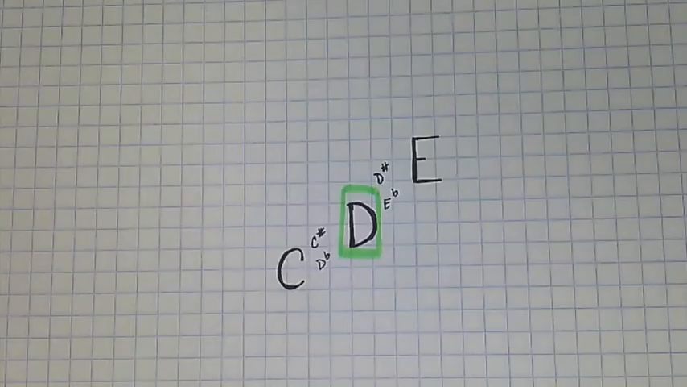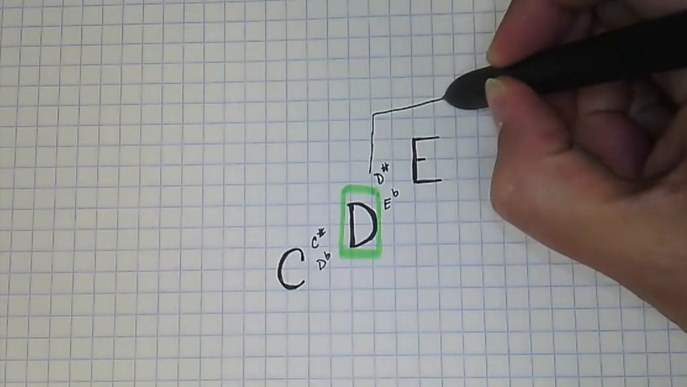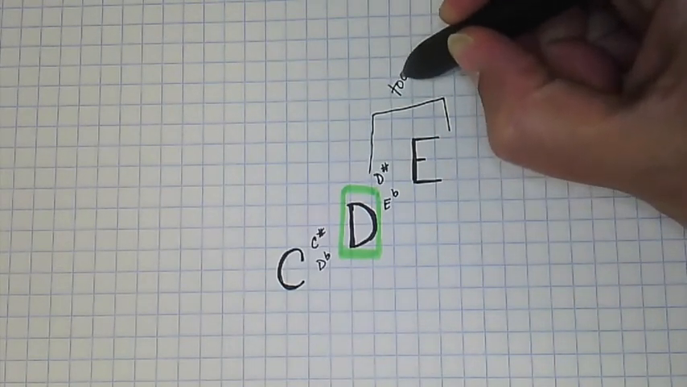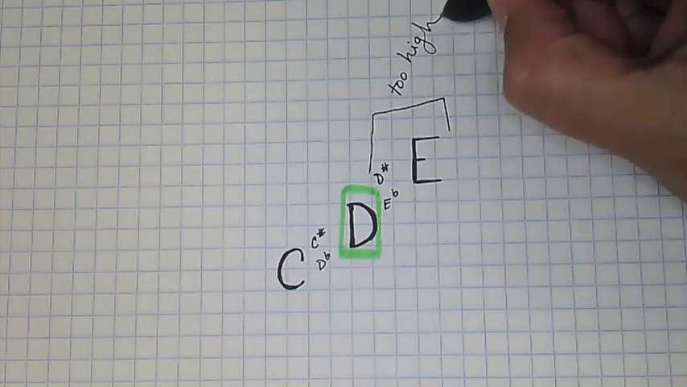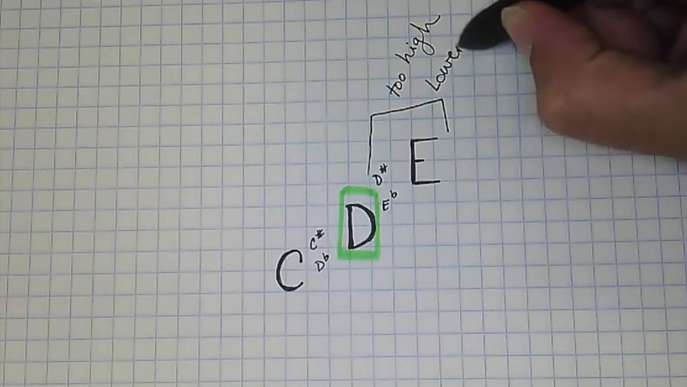So is it too high or too low? Let's zoom in and look. D is our goal. If you're getting D sharp or E flat or E reading out on your tuner, your note is too high currently. So we're going to want to turn your fine tuner down or lower the pitch.